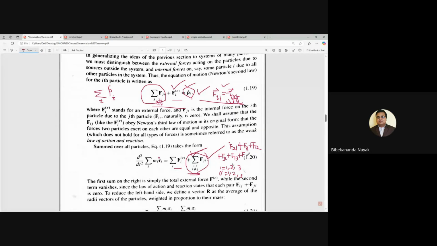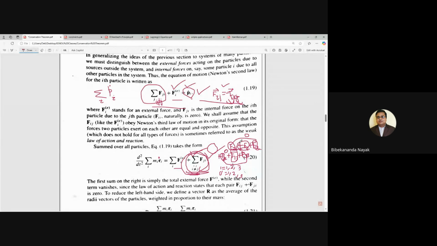So taking i equal to 1, 2, 3, we actually get 6 terms. Look, there is an F21 corresponding to 1, 2, but F12 is minus F21. So when we combine these two, I get 0. Similarly, F31 and F13, when I combine these two, 0. F23, F32, 0. So the sum of these terms actually vanishes. This term is 0.